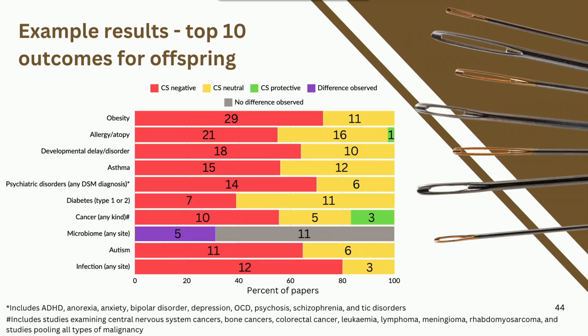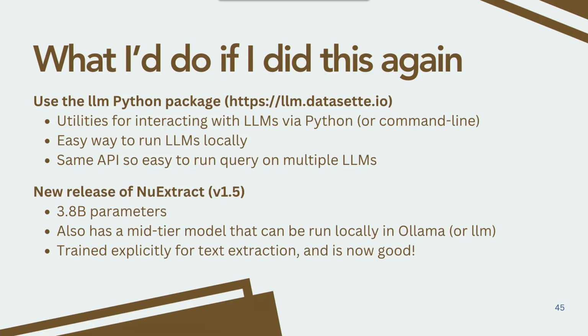This one shows the number of papers that found that C-section had a negative, neutral, or positive effect on the outcomes. And finally, I could begin to answer my burning questions. And the results, well, they'll have to be a topic for a future talk. And as with any research project, there's always room for improvement. Here are a couple of things that I learned along the way that might be helpful for anyone who would be brave enough to tackle a massive literature review like this.